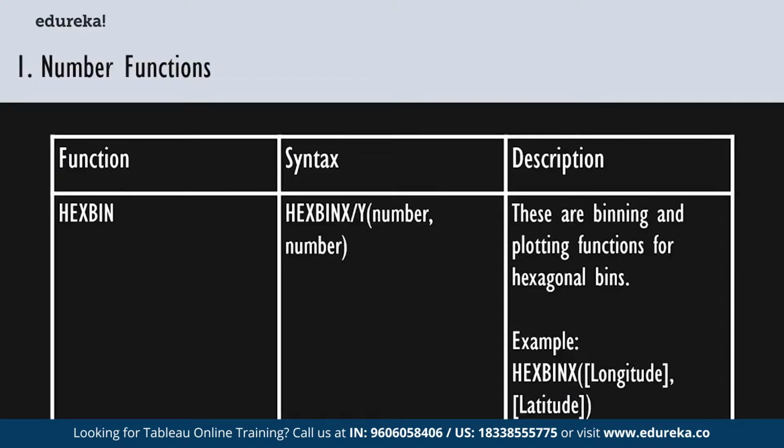Next, we have hex bin. Now, basically what it does is it maps an x and y coordinate to the x coordinate of the nearest hexagonal bin. Now, these bins have side length 1, so the inputs may need to be scaled appropriately. Now, the hex bin x and the hex bin y are binning and plotting functions for hexagonal bins.